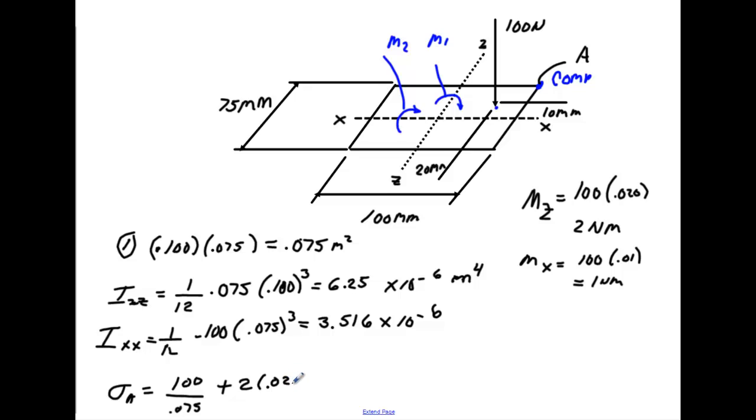That'd be 0.02. I divide it by the moment of inertia around the z, so that would be 6.25 times 10 to the minus 6. Now you do plus, and the moment's going to be 1. And you've got the 1 coming here. The c value here would be 0.01.